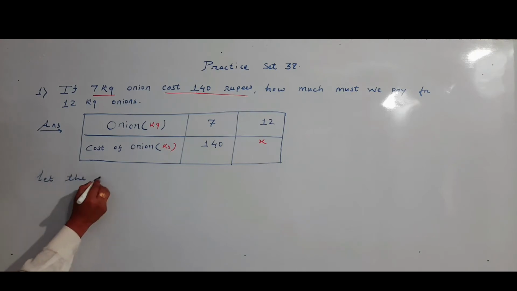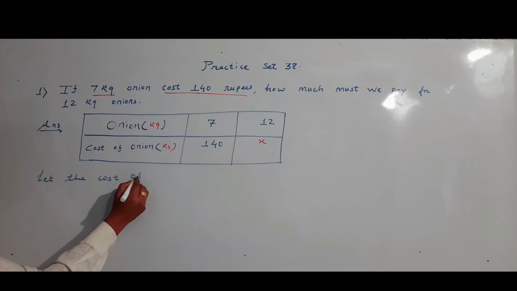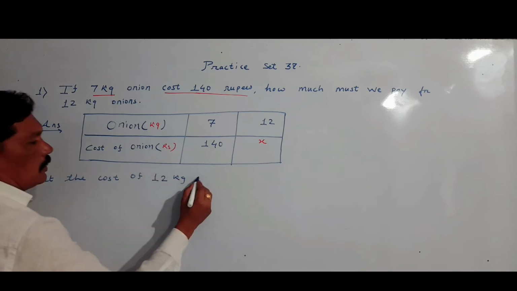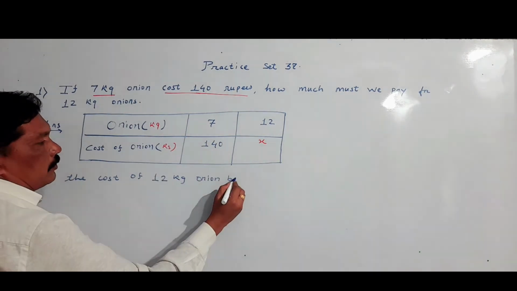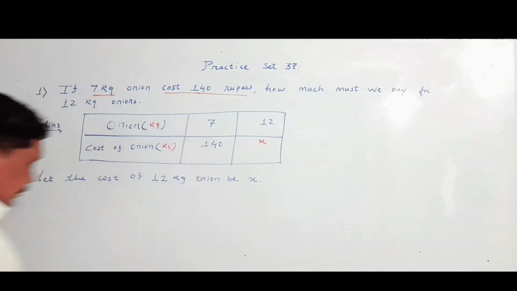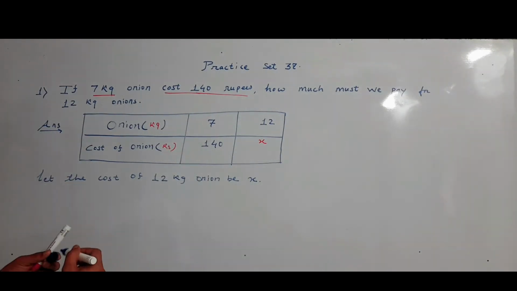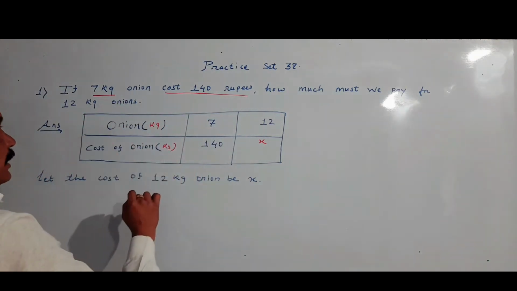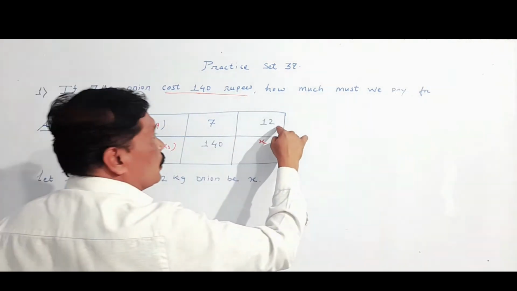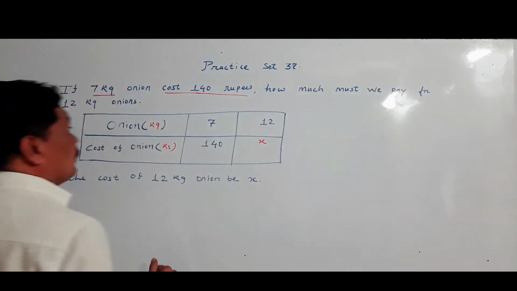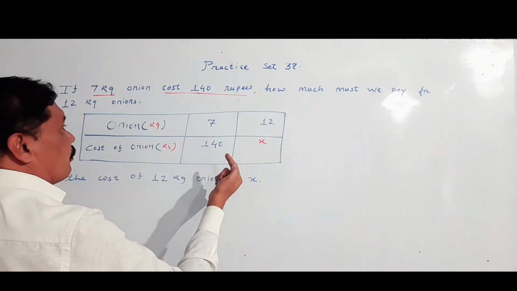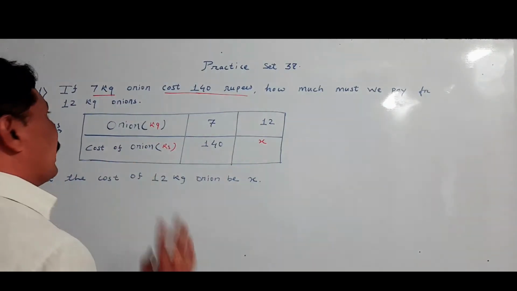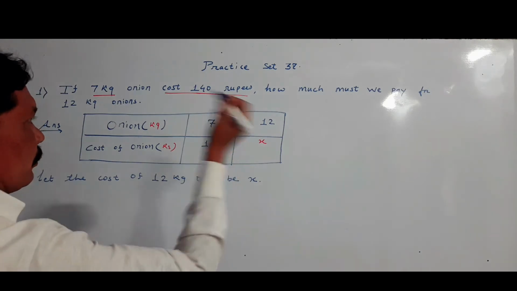Let the cost of 12 kg onion be X. Now, my dear student, here when the quantity of onion is increased from 7 kg to 12 kg, then the price of the onion will also increase. Therefore, this is an example of direct proportion.